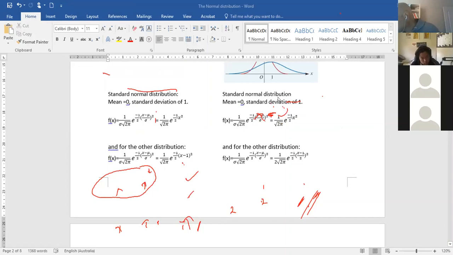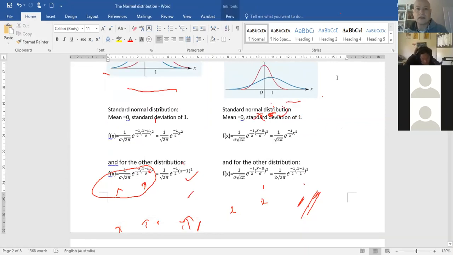Let me have a quick look. When they ask you to do E of X, remember, I'm going to show you this because I don't know if we've done it before, but E of X, the mean of X, when we've got a probability density function, is going to be x times our f of x. So be aware of that.